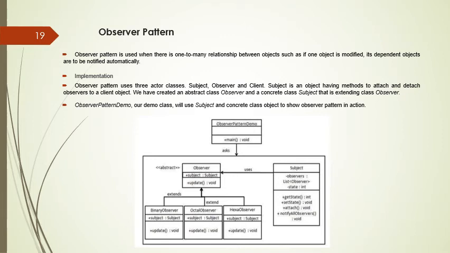Observer pattern. It is used when there is one-to-many relationship between objects, such as if one object is modified, its dependent objects are to be notified automatically. Observer pattern uses three actor classes: subject, observer, and client. Subject is an object having methods to attach and detach observers to a client object. We have created an abstract class observer and a concrete class subject that is extending class observer. Observer pattern demo is the demo class which we will use subject and concrete class object to show observer pattern in action.